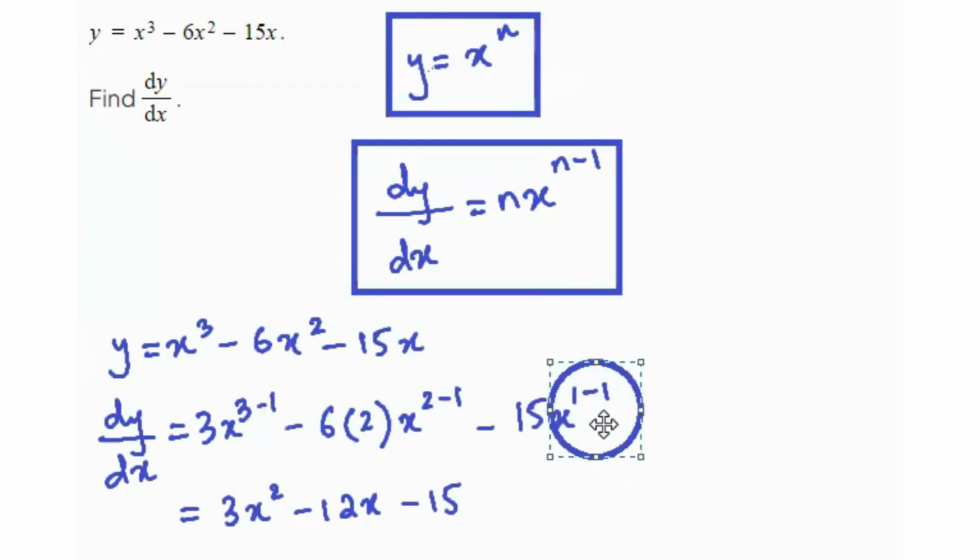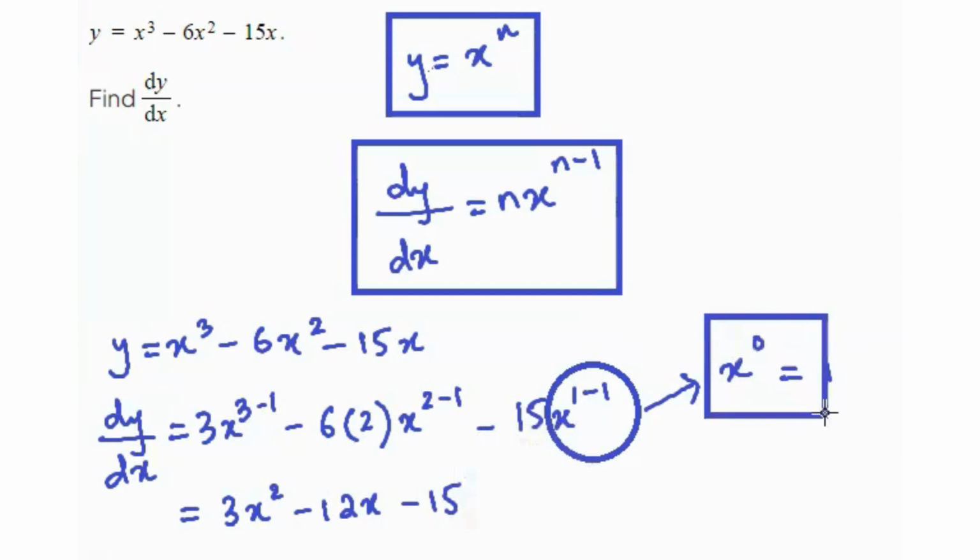So if we highlight this over here, x to the power of 0 is equal to 1. So that means 15 times 1 is going to be 15.